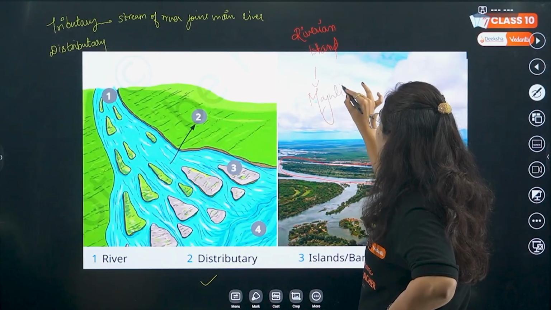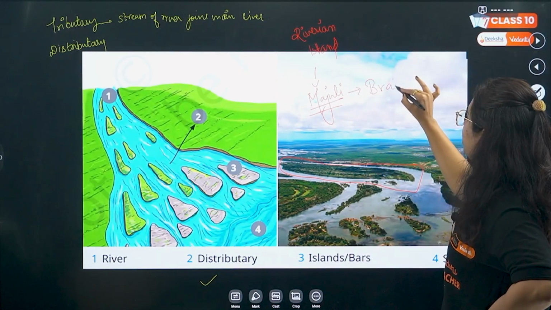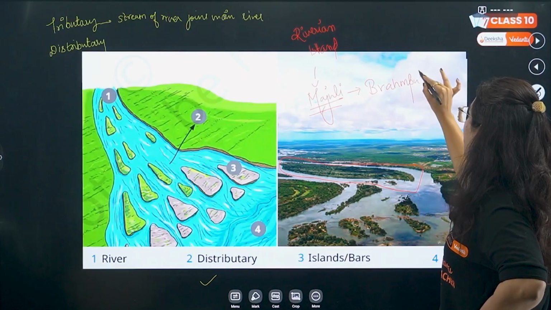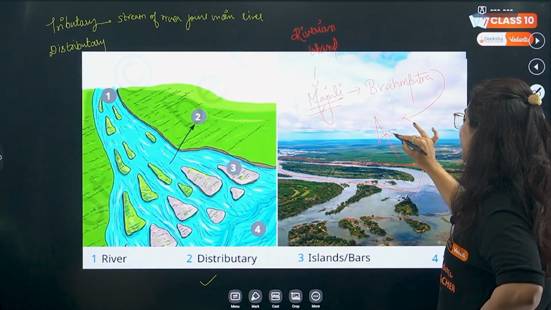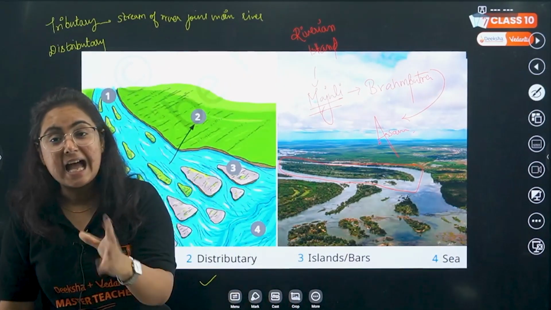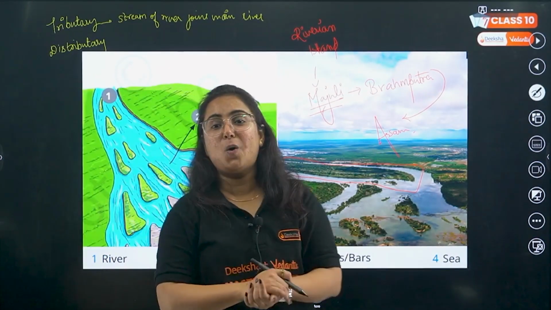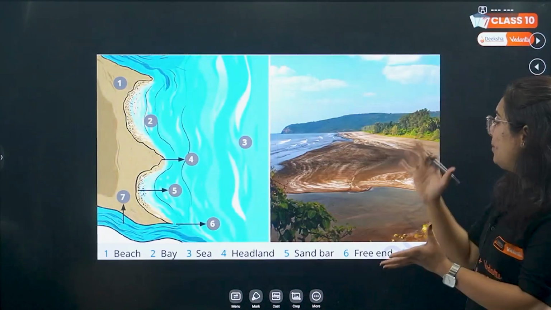Majuli Island is formed due to the Brahmaputra river, and it is present in Assam, and this is one of the largest riverine islands that is inhabited. That means people are living over there. Strange, isn't it? So this is how we have to cover more diagrams.